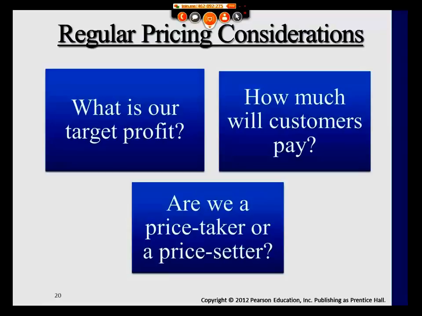we have price setters and we have price takers. And we need to identify, is the company that we are managers of a price taker or a price setter? And that will explain how we need to price that product.